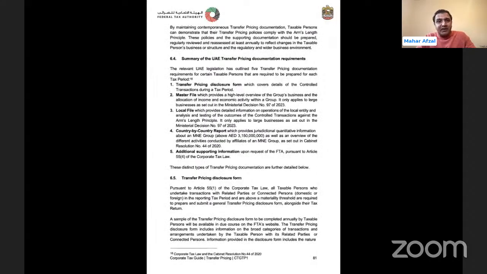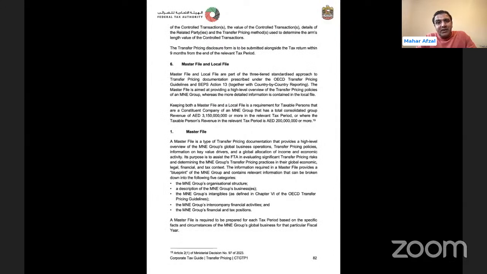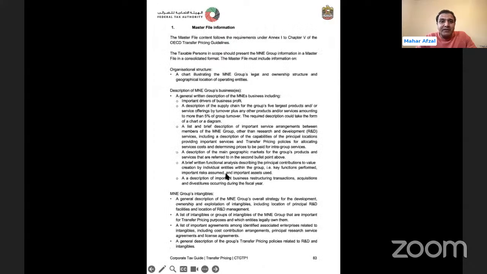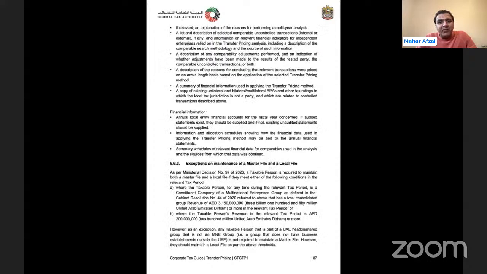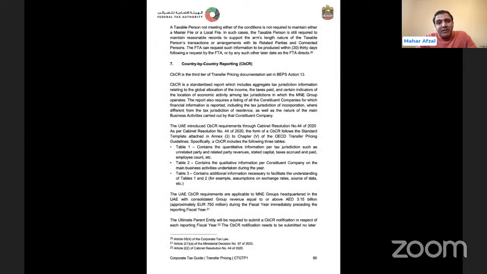What is the criteria for this? Which business needs to maintain the master file? They have given the same thing here. If the entity is part of an MNE group with $3.5 billion, or the revenue is 200 million, then they need to maintain the master file and local file. What is included in the master file, we have already discussed. What is in the master file information, they have discussed the same thing in detail. Local file we have already discussed. Local file formation we have discussed. CBCR reporting has a certain criteria. Every entity is not liable to CBCR reporting.